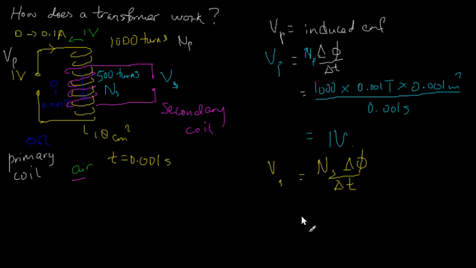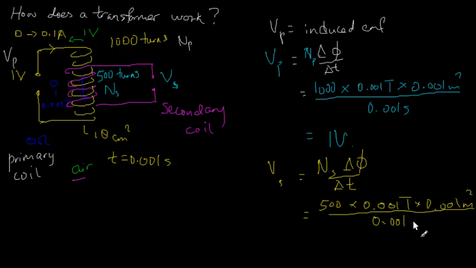Okay, so let me write it out anyway. So Ns is 500 times the delta phi flux change from 0, which is 0.001 Tesla times cross-sectional area 0.001 meters squared over time taken, which is 0.001 second. So as you can see, exactly the same numbers. The only difference is that 1000 turns is now 500 turns. So calculate this and we'll get 0.5 volts.